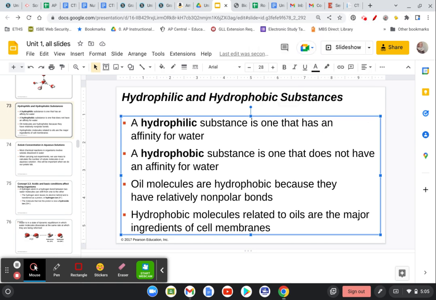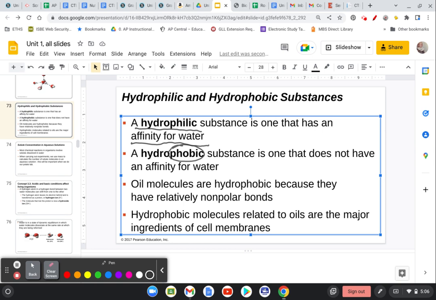Another couple of terms that we need to talk about when we talk about water are hydrophilic and hydrophobic. Hydro, remember, means water, and philia means like or love. So hydrophilic refers to something that loves or likes or has an affinity for water. Anything that is hydrophobic doesn't have an affinity for water and tends to be repelled by it. So hydrophobic, a fear of. It tends to have a fear of water.